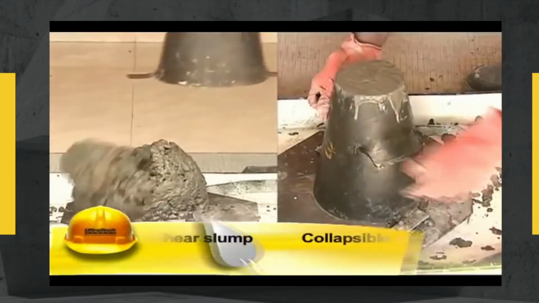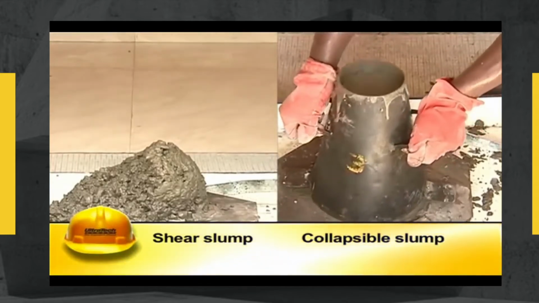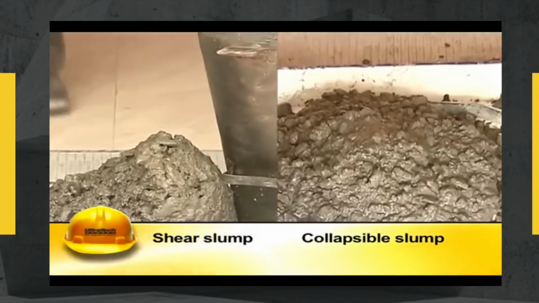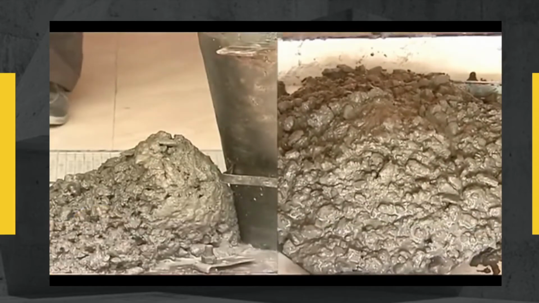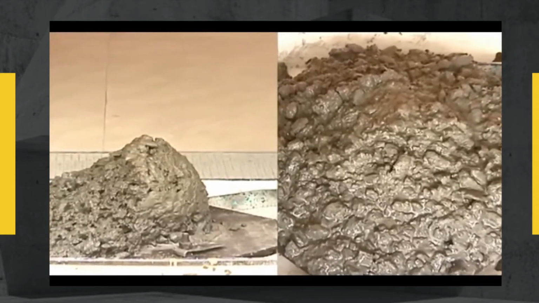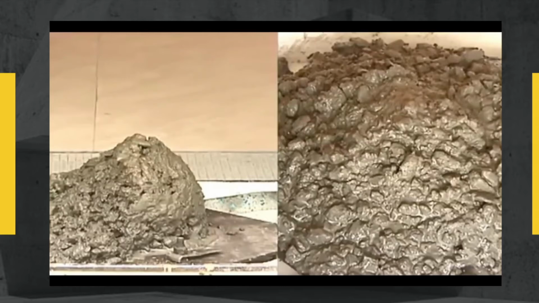The concrete demonstrating a shear or collapse slump is considered unsatisfactory. In case of slump results beyond the specified limits, the mix proportion needs to be adjusted, especially the water content. The slump can also be varied by changing the proportion, size, and combination of the various sizes of the aggregates.